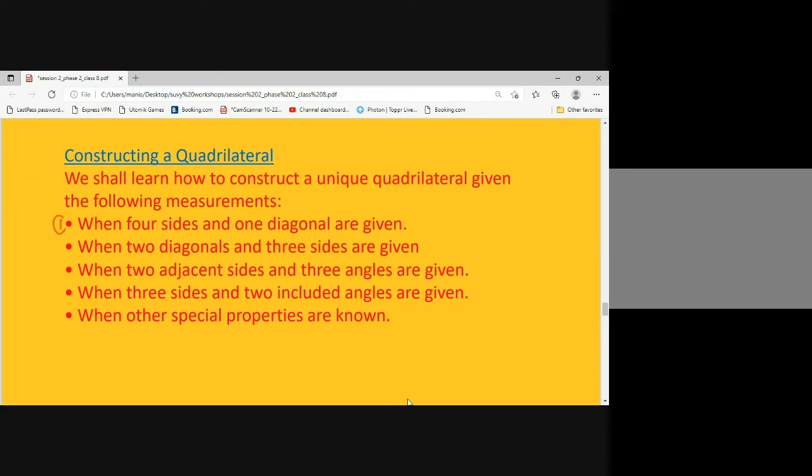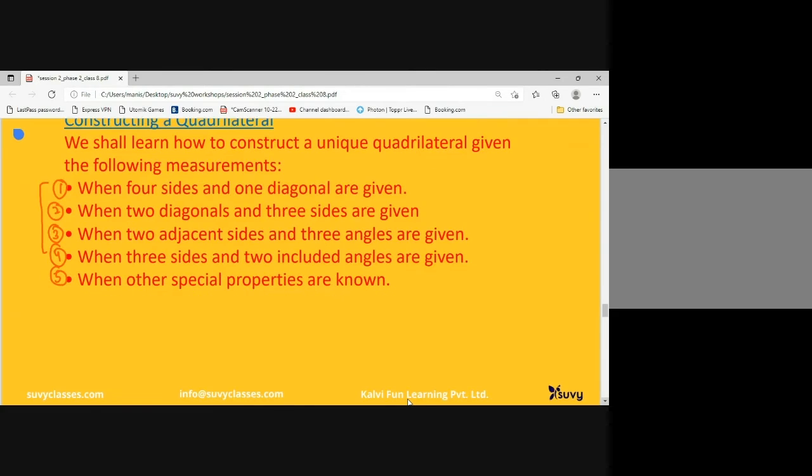Very first, when four sides and one diagonal are given. Second type, when two diagonals and three sides are given. Third, when two adjacent sides and three angles are given. Fourth, when three sides and two included angles are given. Or fifth, when some other properties are given. The fifth one we will not discuss in today's session. The first four types we will discuss.